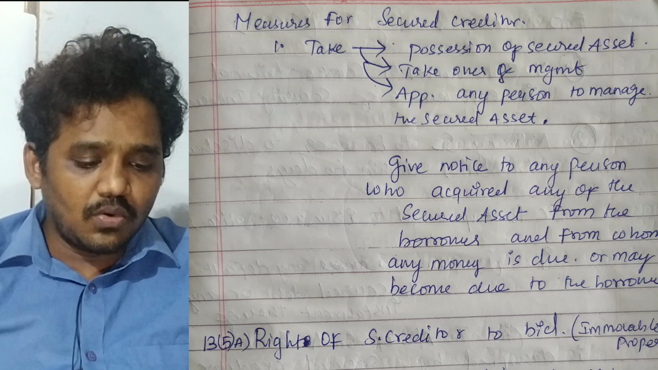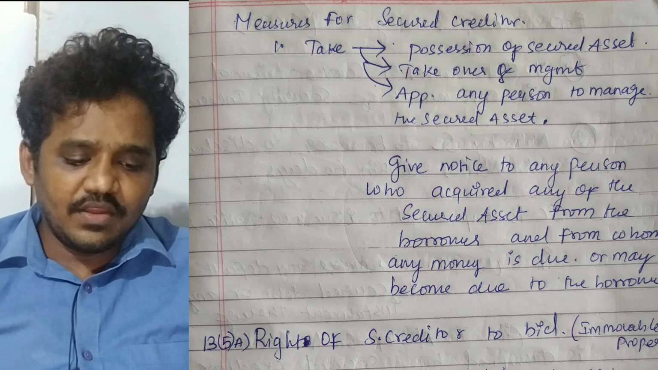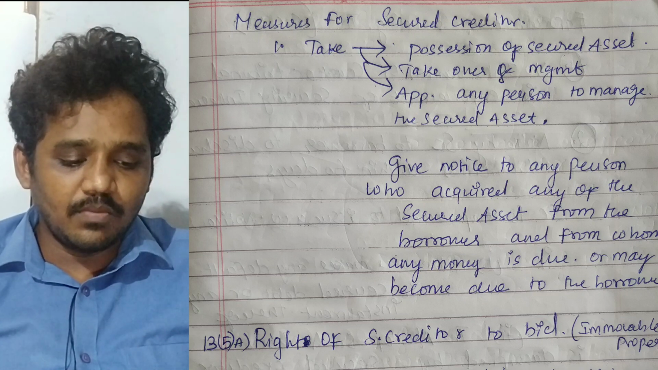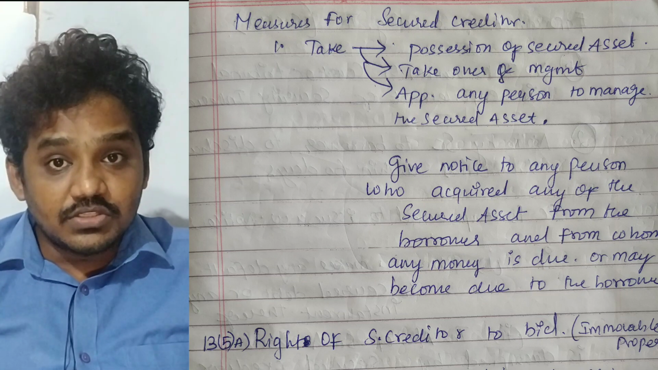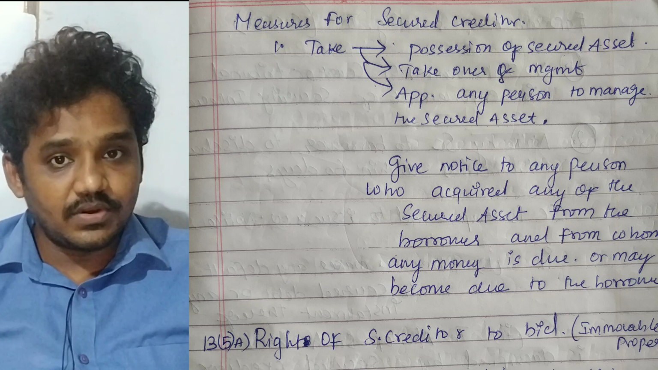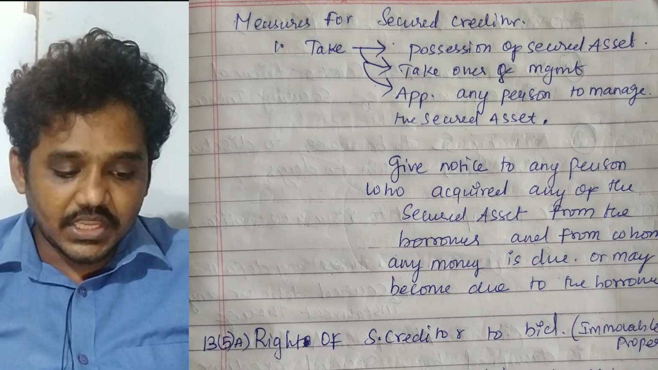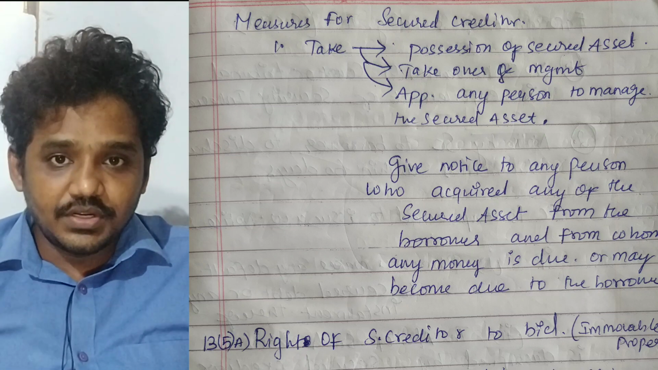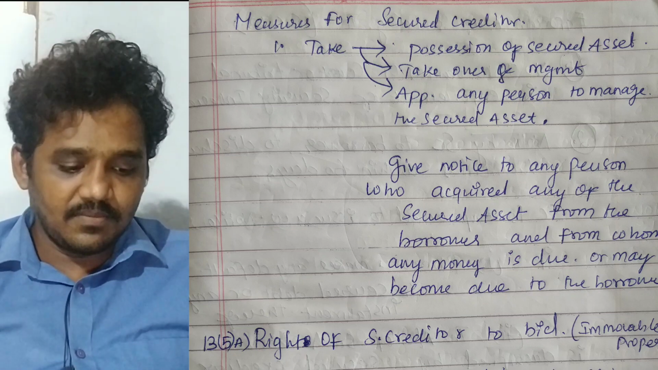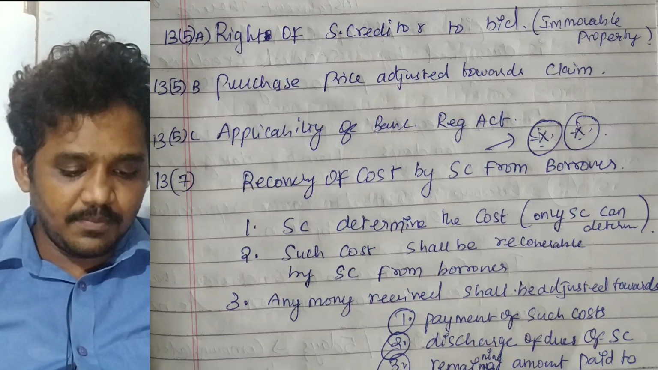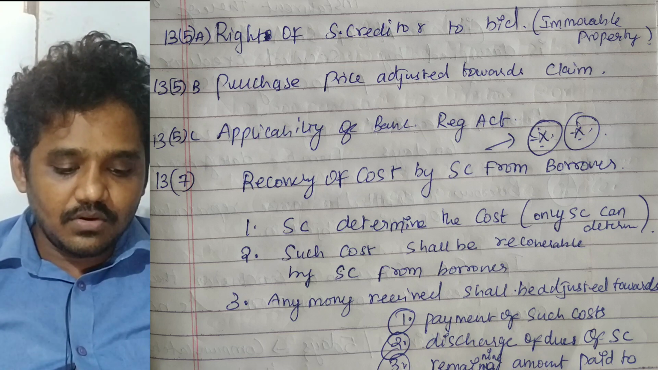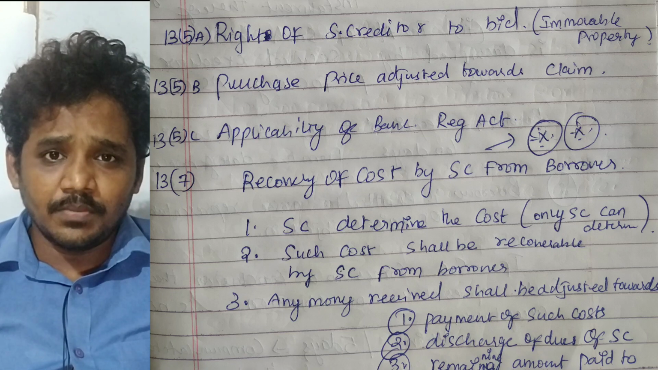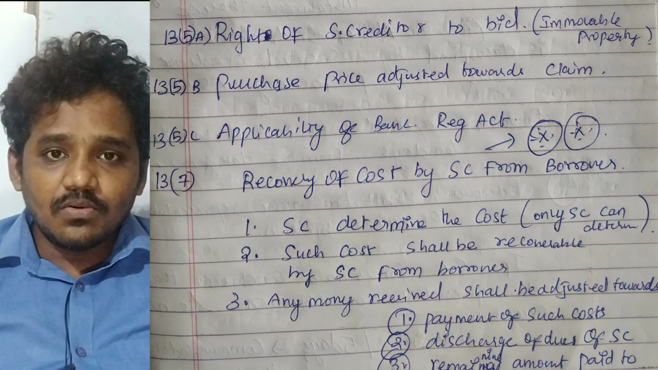They can give proper notice to any person who acquired any of the secured asset from the borrower, or from whom any money is due or may become due to the borrower. They will give proper notice to any other person who is related to this secured asset from the borrower. Now, Section 13(5)(a), rights of secured creditor to bid. In terms of immovable property, the secured creditor can now bid for those immovable properties. So, okay, now they will get some amount.